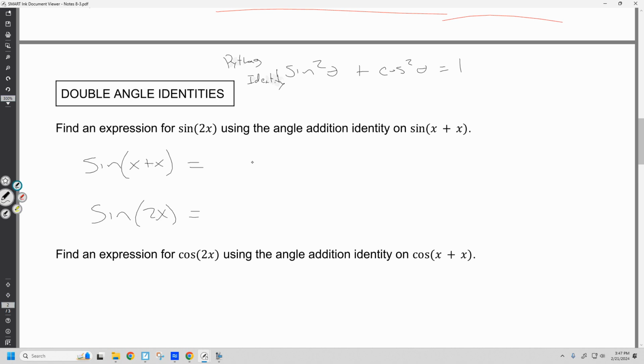And back to the notes. Sine of 2 angles being added: sine, cosine, cosine, sine. No, it's just x's. Okay?